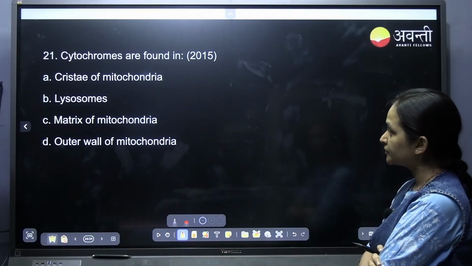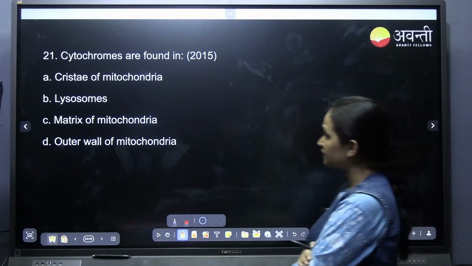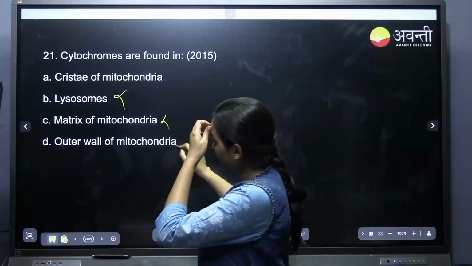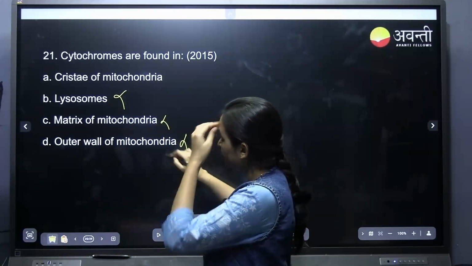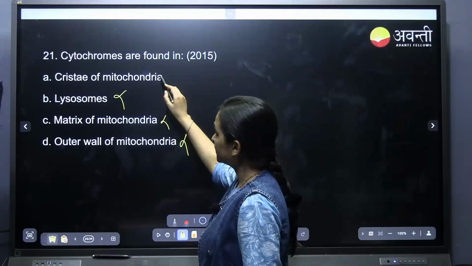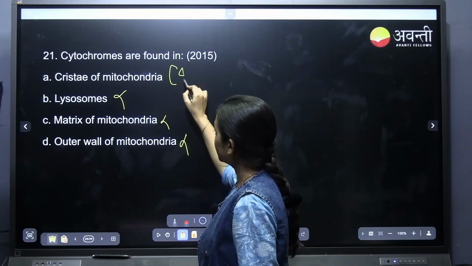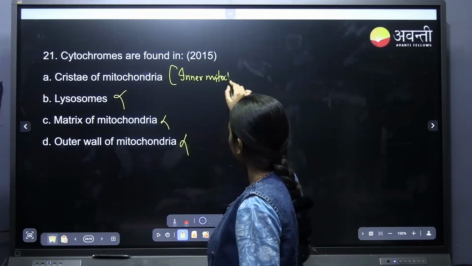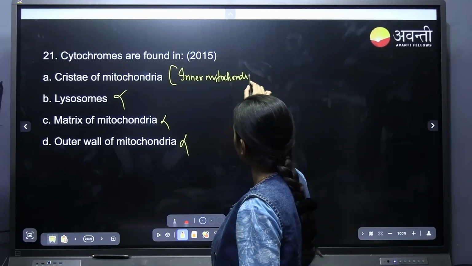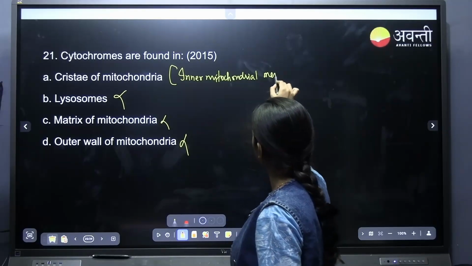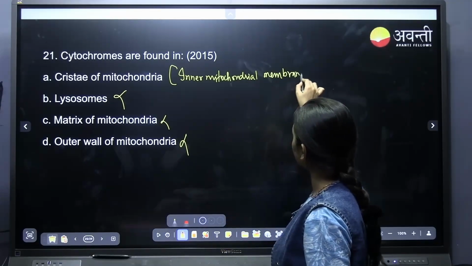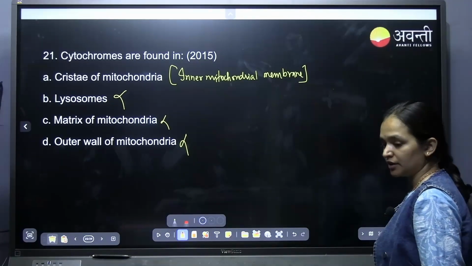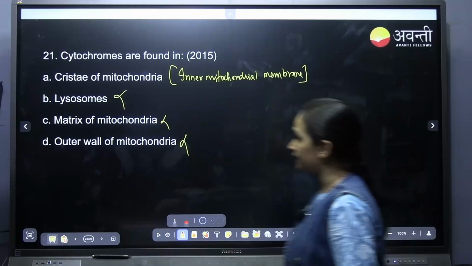Where are the cytochromes found? Cristae of the mitochondria, lysosomes, matrix of mitochondria, or outer wall of mitochondria. Cytochromes are found in the cristae, that is the inner mitochondrial membrane. This is where the cytochromes are found, isn't it? In the ETC. So A is the correct answer.